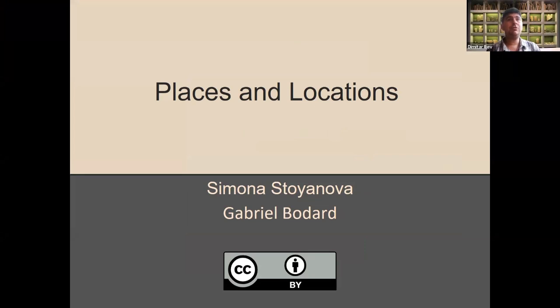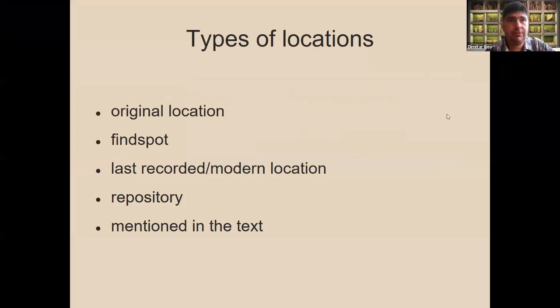So places and locations, and you can have the need to designate a specific place or location in several places in your XML document. So we'll probably pass through them all. There are the following types of locations, broadly speaking. The original location, the find spot of the monument, the modern find spot, a modern location, or a last recorded location if the monument has disappeared, or if its modern location is different from its find spot.